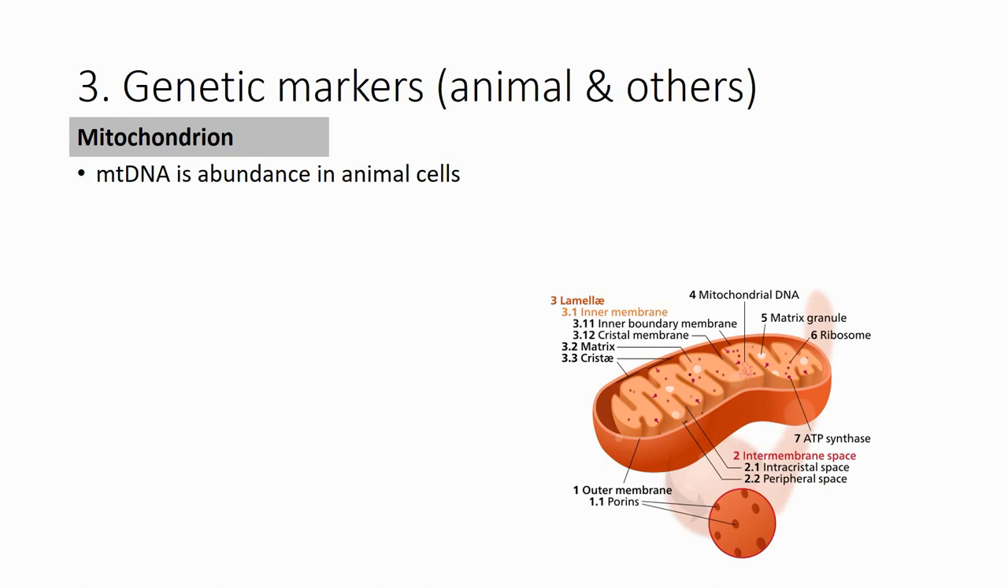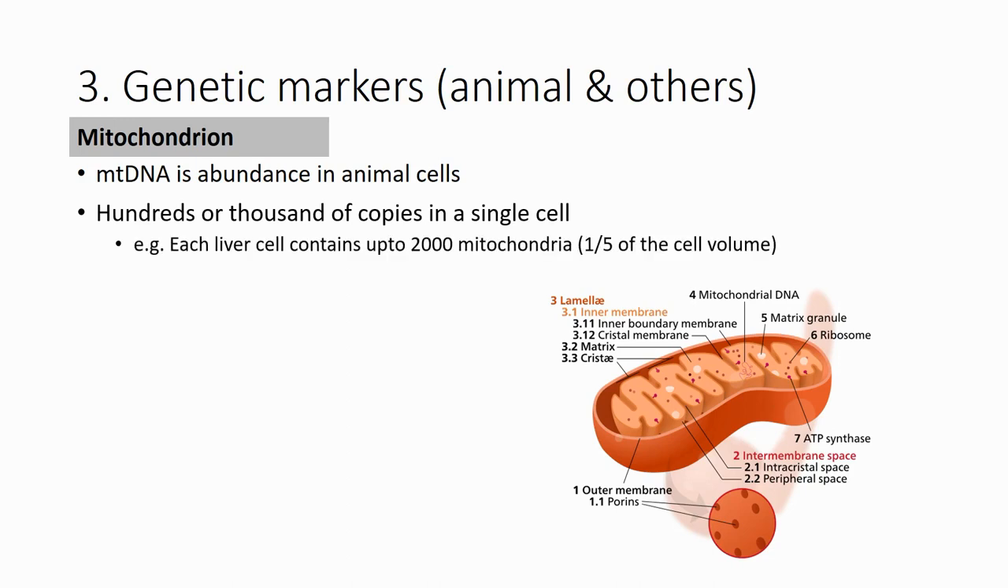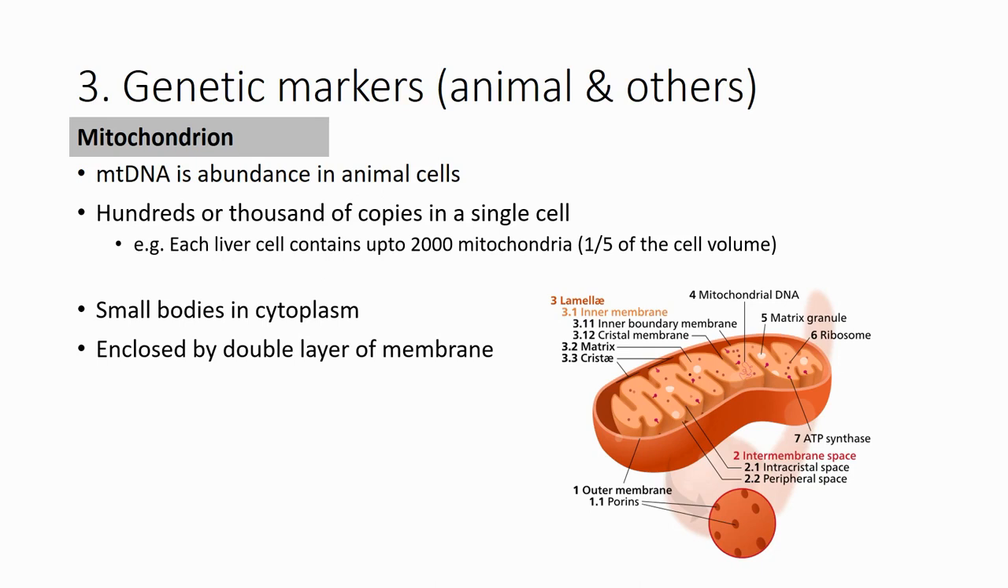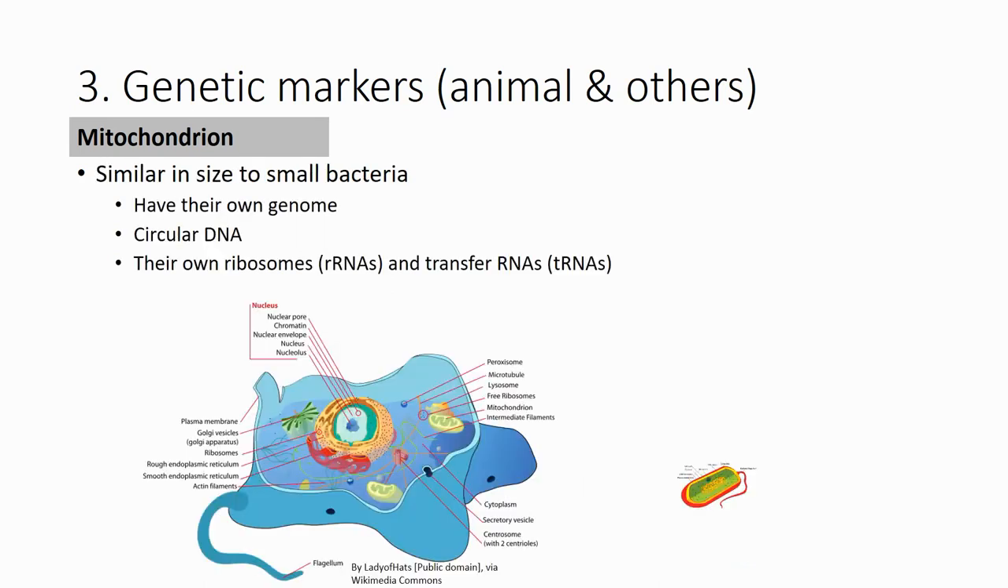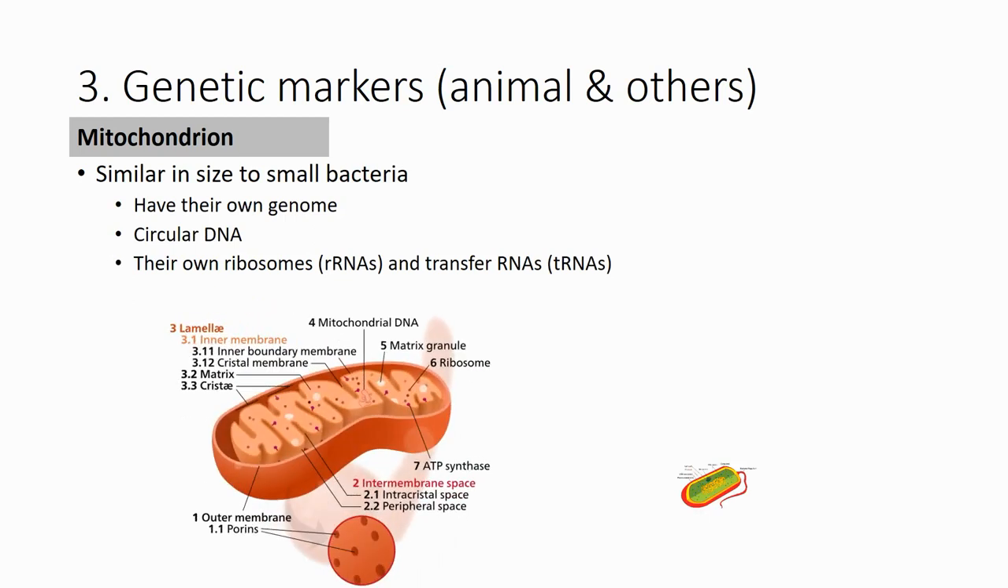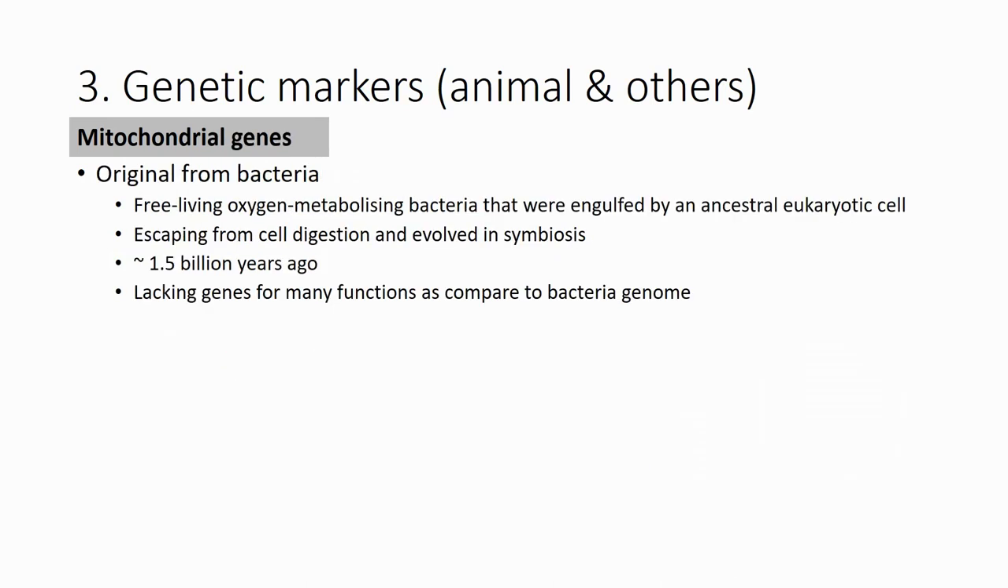So mitochondria is abundant in animal cells. There are hundreds or thousands of copies in a single cell. For example, each liver cell contains up to 2,000 mitochondria. So it's a lot of copies. It's a small body in the cytoplasm, enclosed by a double layer of membrane. This is more on the basic biology of the mitochondria, which you have learned in your basic biology, cell biology and genetics. The size of the mitochondria is similar to the size of a small bacteria. They have their own ribosome, own tRNA.